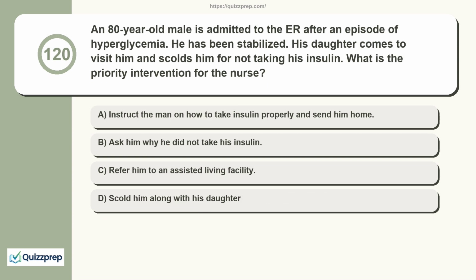Question 120. An 80-year-old male is admitted to the ER after an episode of hyperglycemia. He has been stabilized. His daughter comes to visit him and scolds him for not taking his insulin. What is the priority intervention for the nurse? Instruct the man on how to take insulin properly and send him home. Ask him why he did not take his insulin. Refer him to an assisted living facility. Scold him along with his daughter.